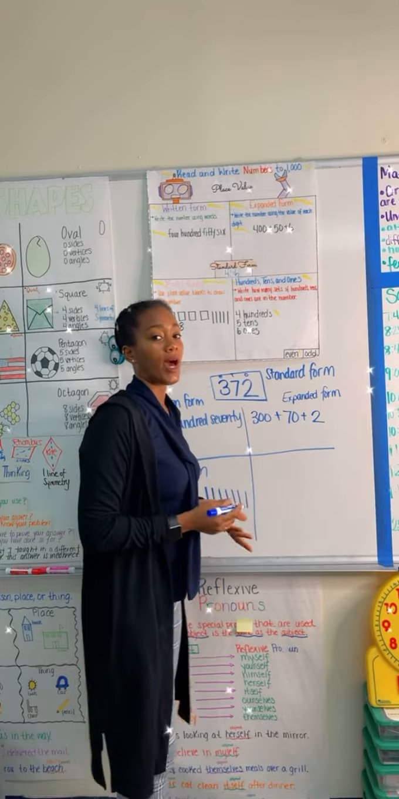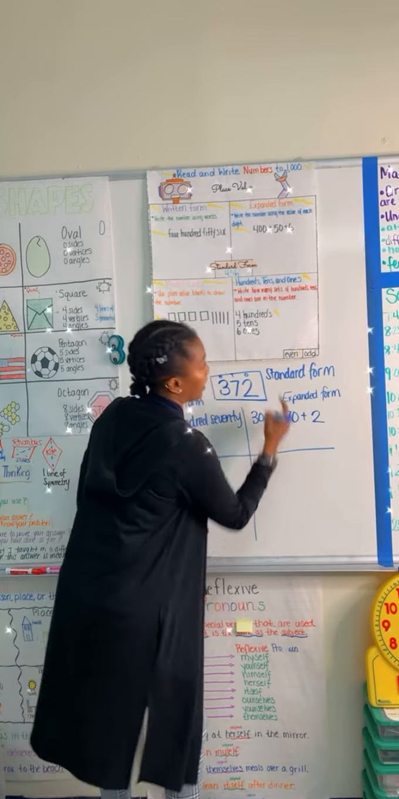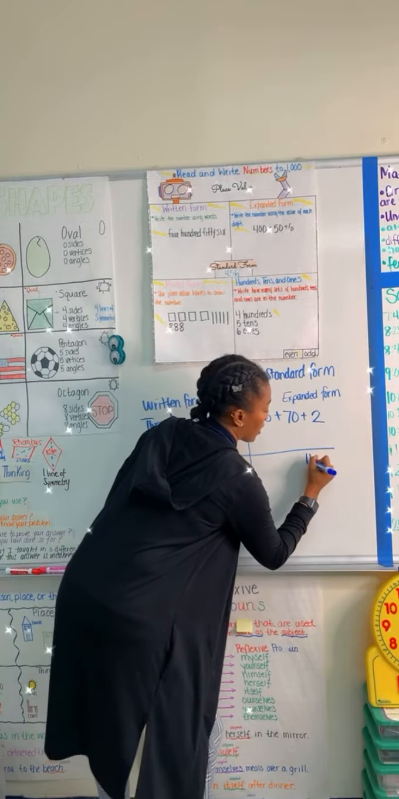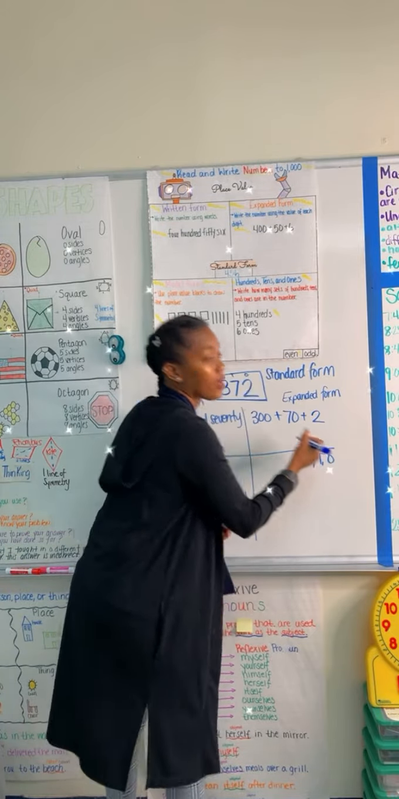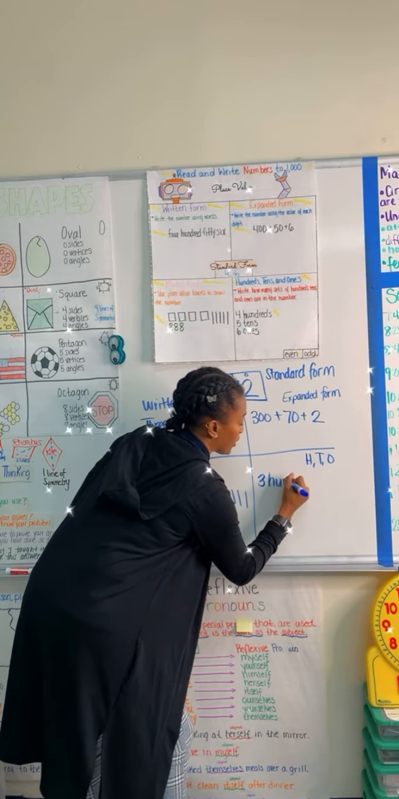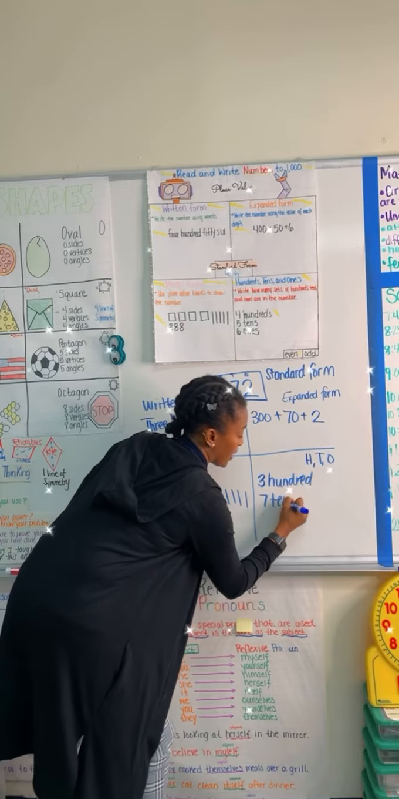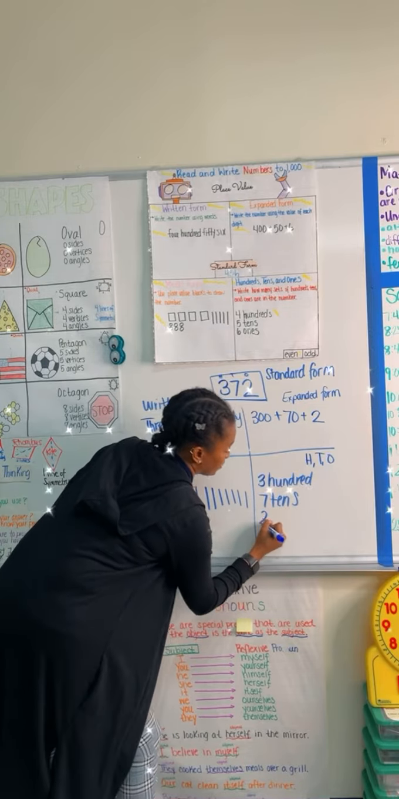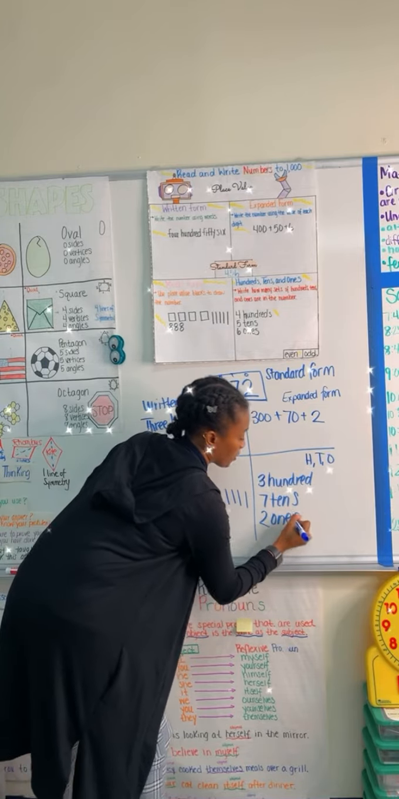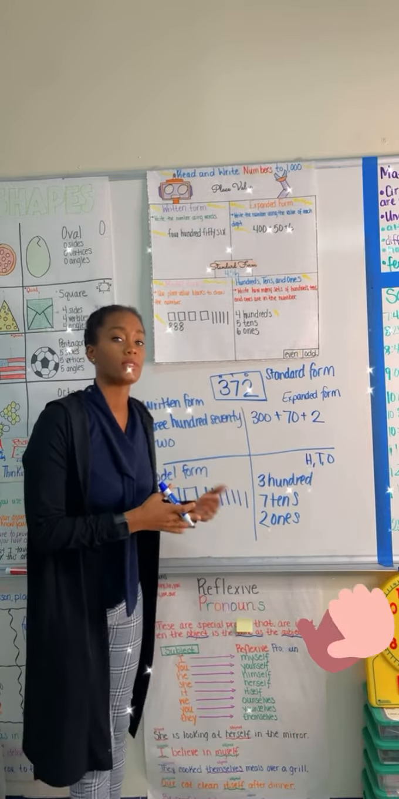Now let's look at writing the number in hundreds, tens, and ones. So basically that would be in hundreds, tens, ones. I'm going to simply put 3 hundreds, 7 tens, and 2 ones. And now you're able to read and write numbers in different ways.